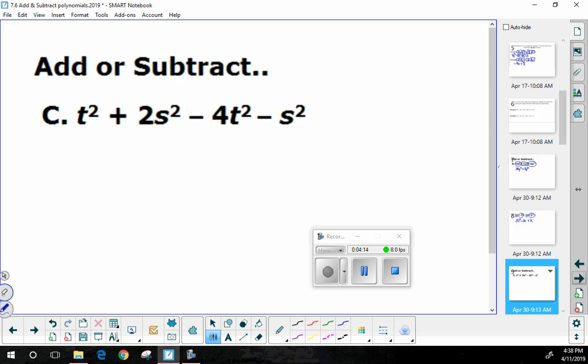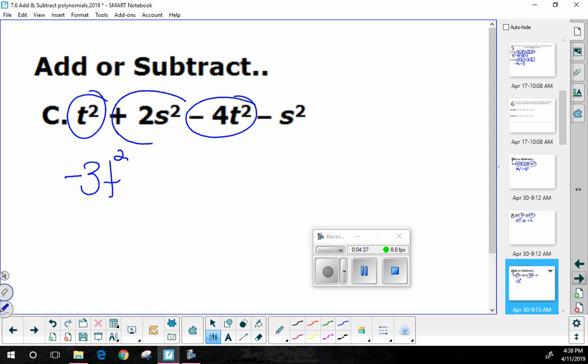All right, the next one you write down is t squared plus 2s squared minus 4t squared minus s squared. So I see t squared here and t squared here. That's a t squared minus 4t squared, which is negative 3t squared. And then I have 2s squared minus s squared is a plus s squared.